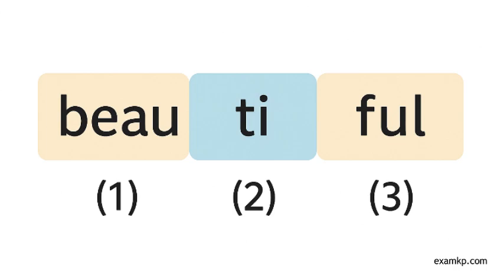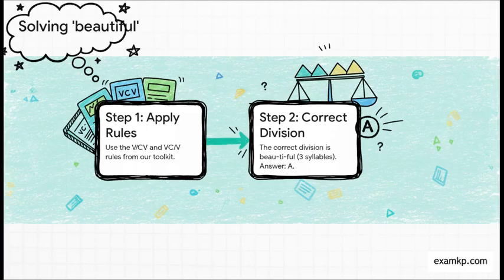Ti-ful. We can divide between the ti and the ful. And what does that give us? The perfect 3-syllable division, beau, ti, ful. See how it follows the rules exactly. It leads us straight to answer A.